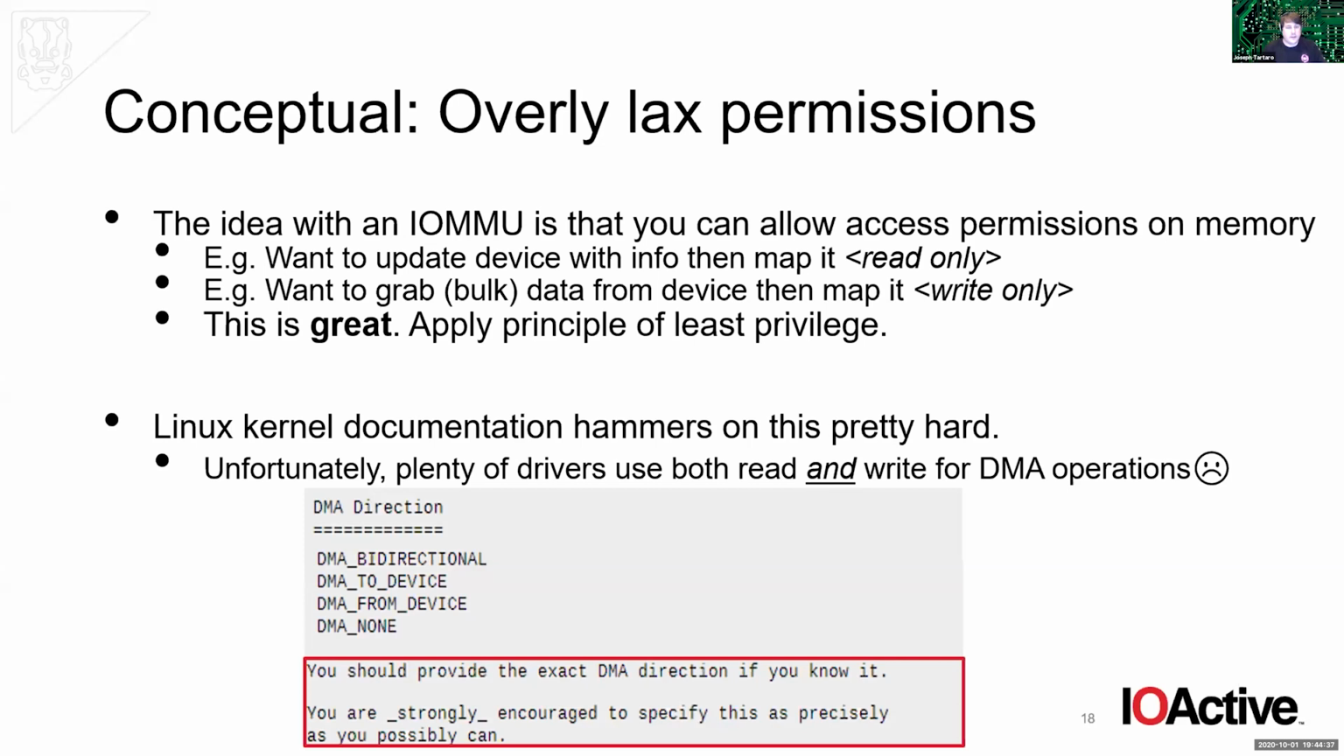And then you have overly lax permissions. So like Ilja said earlier, the IOMMU can be thought of as a firewall. So you can go ahead and set up read-only or write-only situations, and that is awesome. You apply the principle of least privilege, and that's the way it should work. And the Linux kernel documentation even hammers on this. They say you're strongly encouraged to specify this as precisely as you possibly can. But unfortunately, as you look at drivers, you'll see a lot of developers just do bidirectional, and they set mappings as read and write for DMA operations, even though it's not actually necessary.